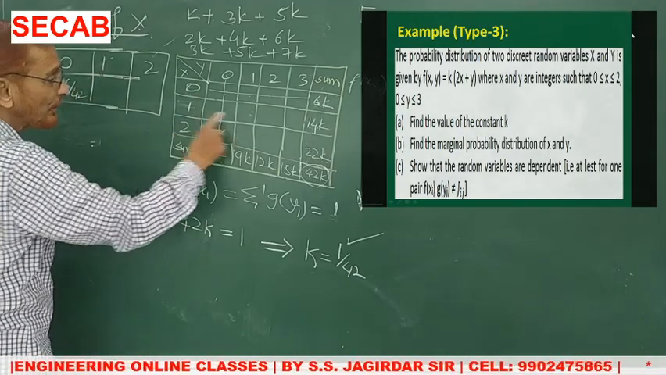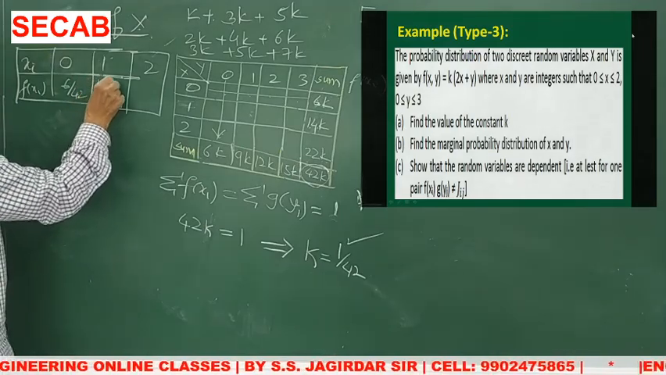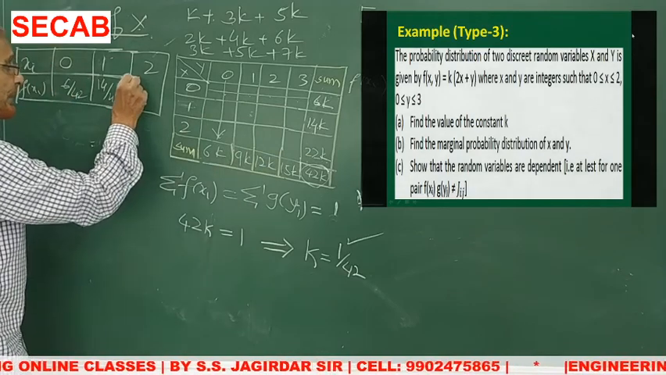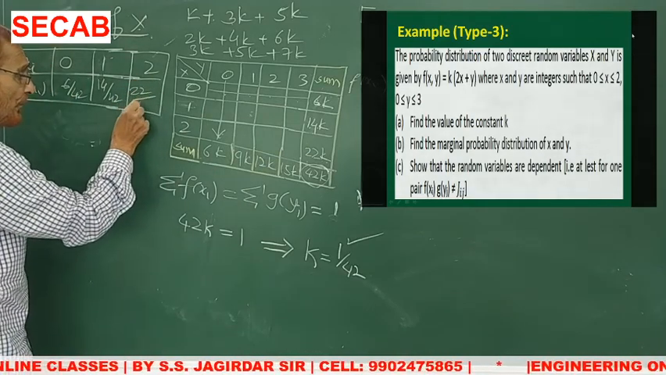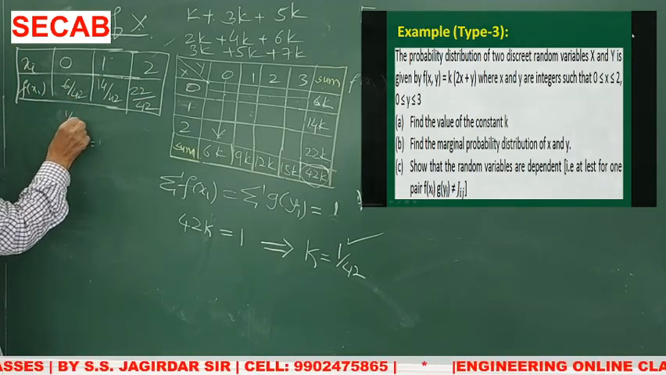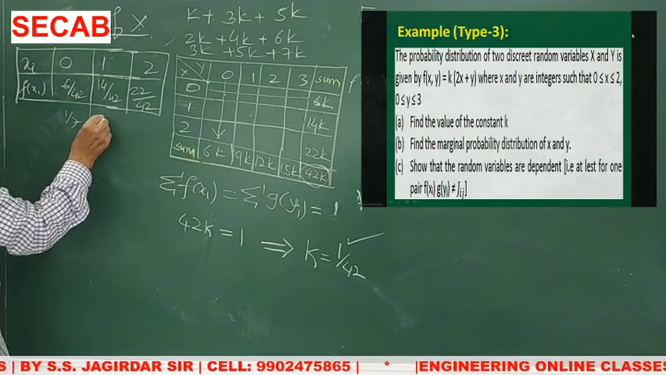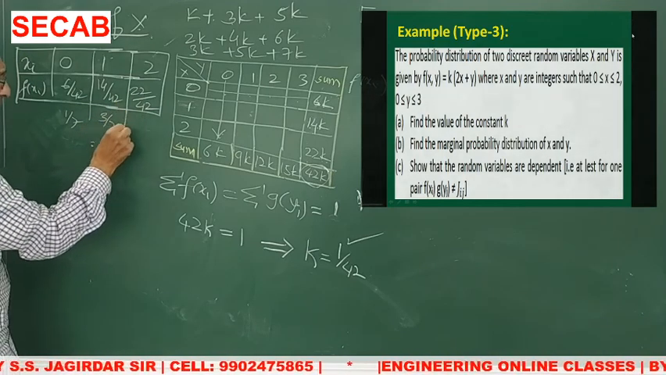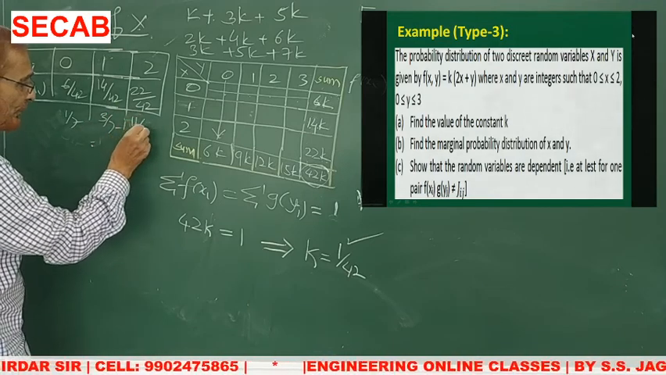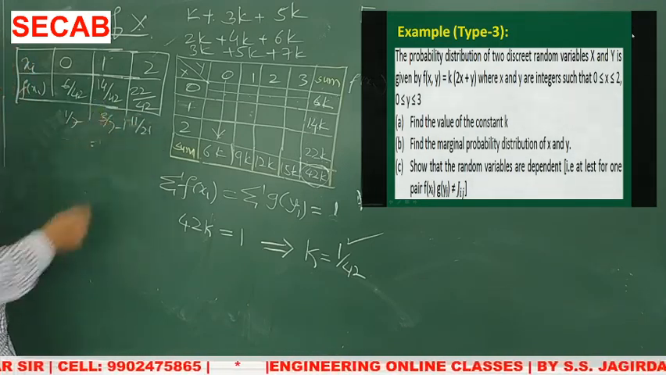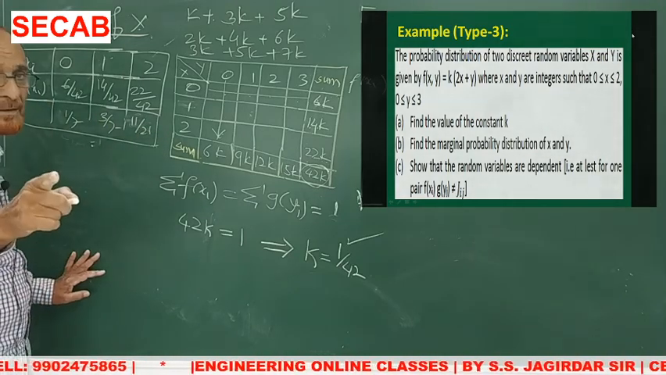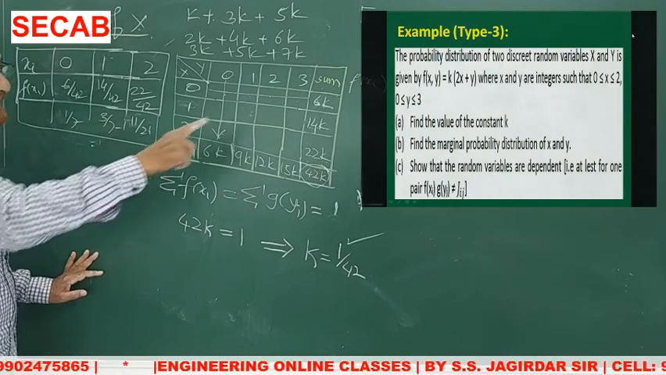For 1 what is the value? 14k, that is 14 upon 42. And for 2 it is 22k, that is 22 upon 42. So this is your first. You can simplify this: 6 upon 42 is 1 upon 7, 14 upon 42 is 1 upon 3, and it is 11 upon 21. So this way you have got the marginal probability distribution of x.